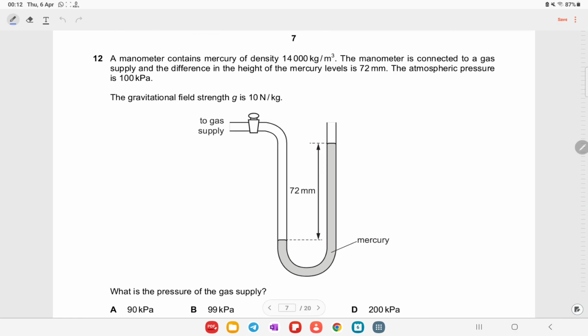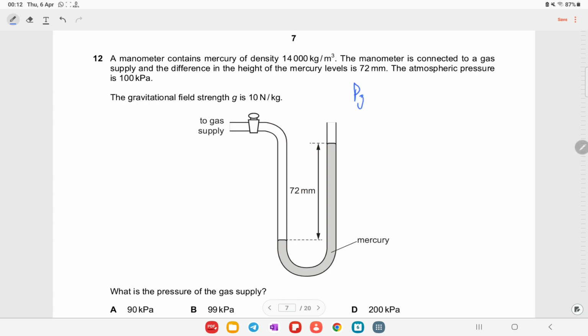Okay, a manometer contains mercury of density. The manometer is connected to a gas supply, and the difference in the height of the mercury level is 72 mm. The atmospheric pressure is 100 kilopascal. The gravitational field is this. What is the pressure of the gas supply? So again, this is an easy question.